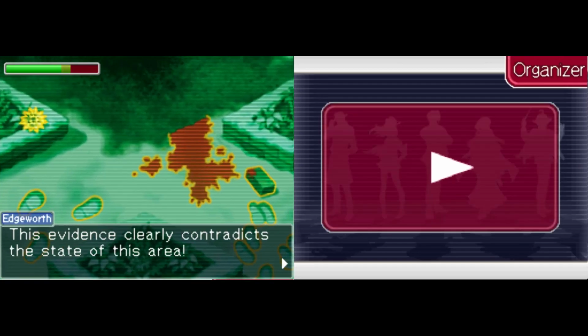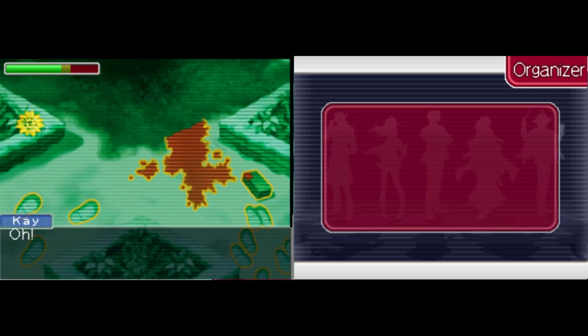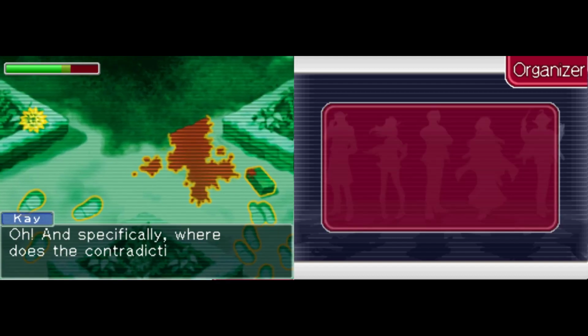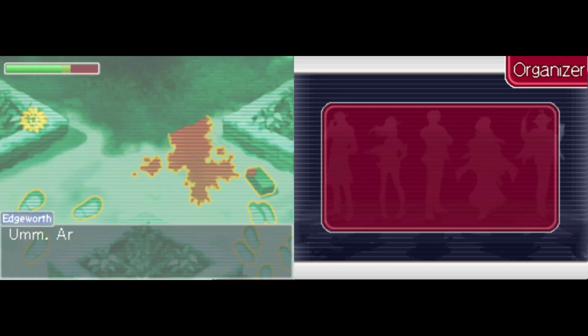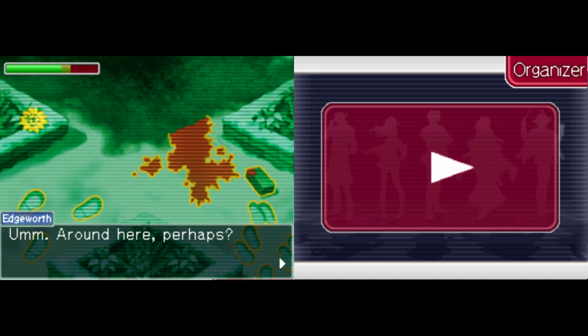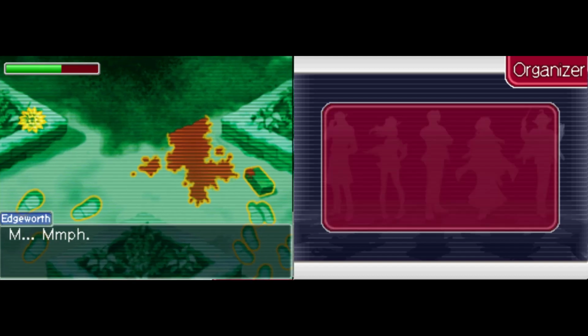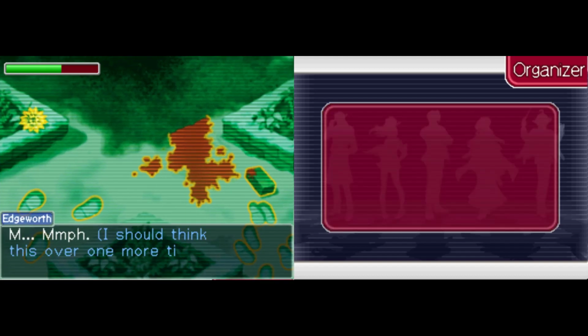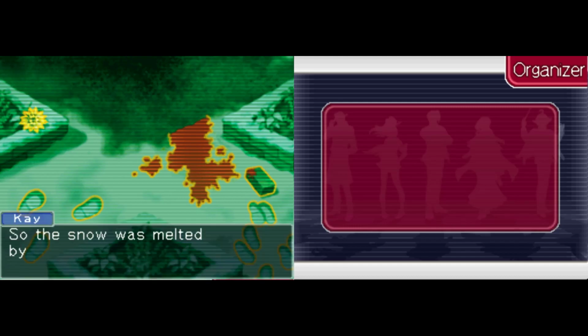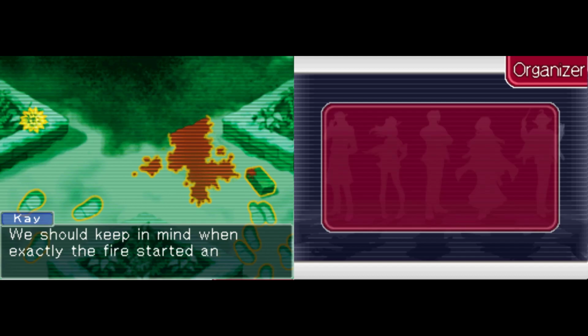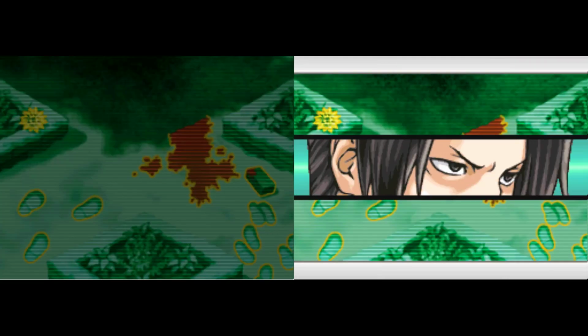This evidence clearly contradicts the state of this area. Okay, we'll see that. And specifically, where does the contradiction lie? Around here, perhaps. If you don't know, just say so. I should think this over one more time. So the snow was melted by the fire. We should keep in mind when exactly the fire started and take a closer look around this area. We just have to deduce the fire.